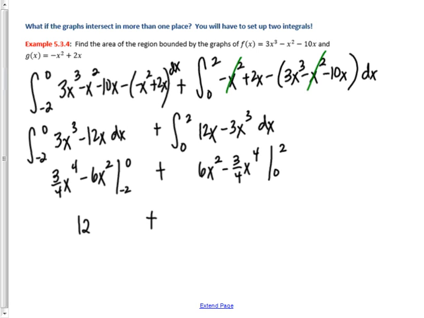And now let's evaluate it from 2 to 0. And I get 12, so my area under the curve is 24. That's the worst kind of problem you could get. But anyway, go practice your MyMathLab and let me know if you have questions.